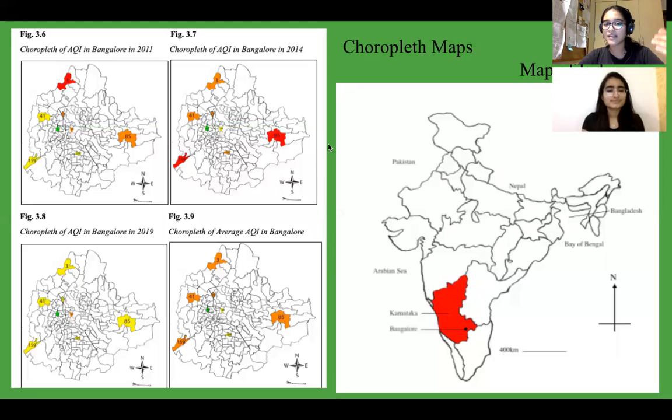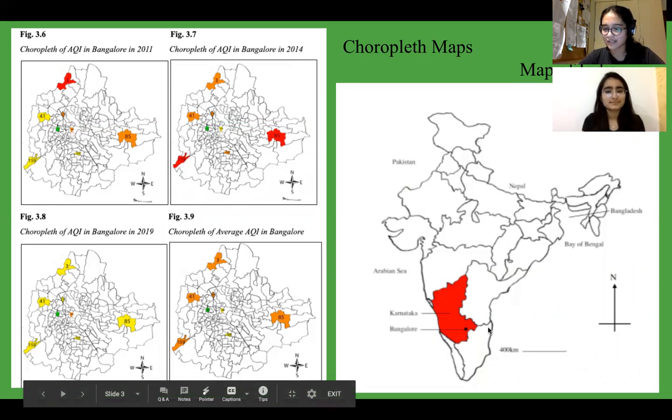As you can see, here is the spatial representation that I have done in my extended essay. Mr. Srini showed us how to do choropleth maps, where basically each color signifies, in this case, a different level of the air quality index. And I used this map of India to show where my study area was.